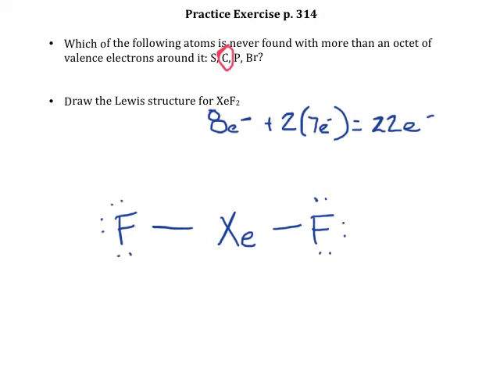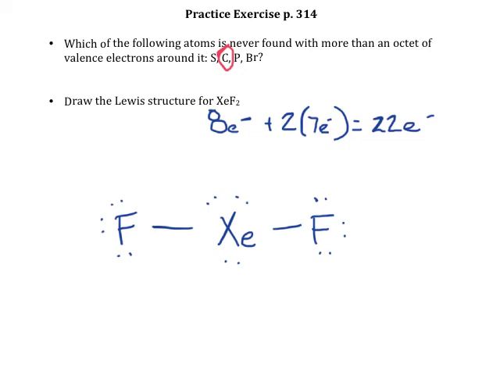Since I've completed the octet for everything on the outside, but I still have more electrons, I just put them on the center atom. So I was at electron 16, so this is going to be 17, 18, 19, 20, 21, 22. Now I've used all of my electrons. And this is something interesting to point out: I only use double bonds or triple bonds when I run out of electrons. If I have too many electrons, I just put the extra ones around the central atom.